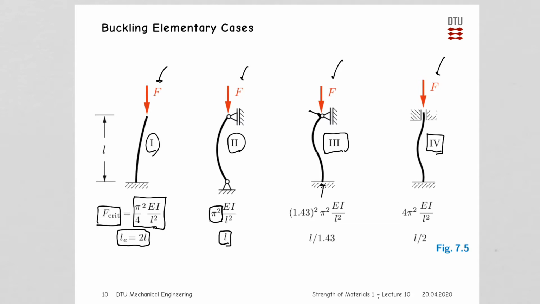Well, that sounded a bit confusing, but we can see here that for case 1, it actually gives the same buckling load as if we had 2 times the length of case 2, and the same goes for case 3 and 4. It's not something that we use a lot. It's much easier just to compute the critical load, but it's a quantity that we define as the effective length.